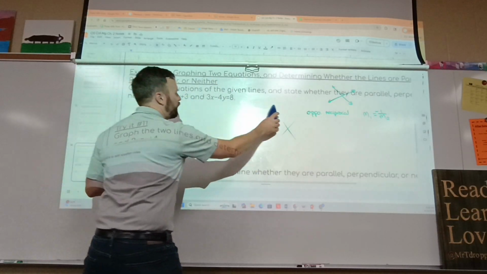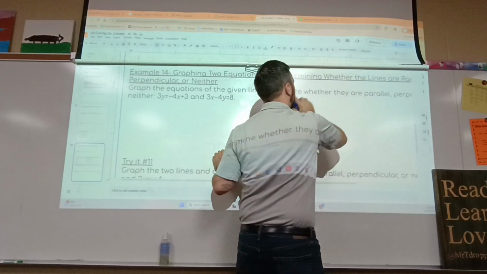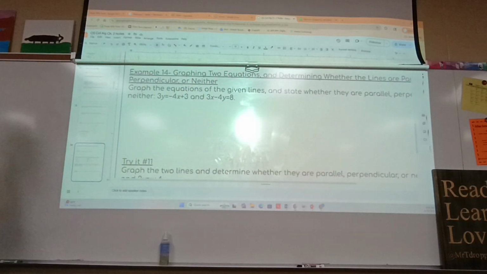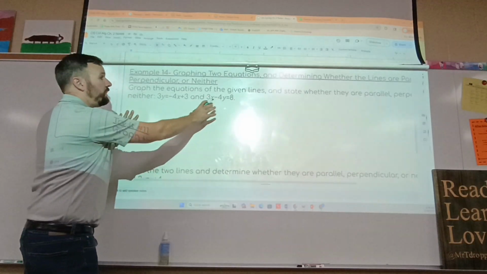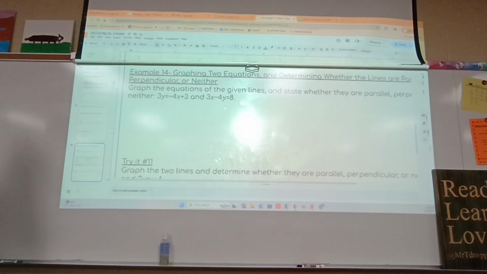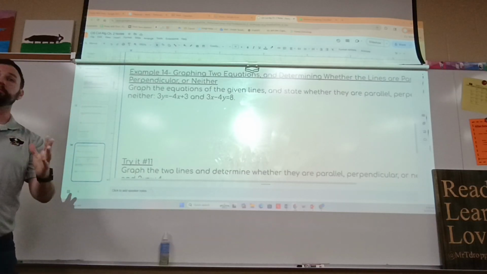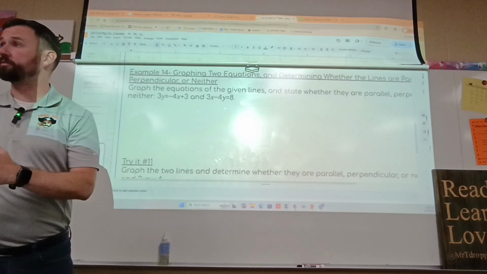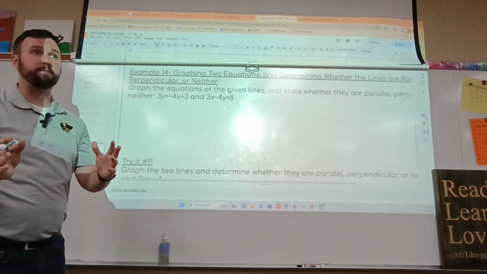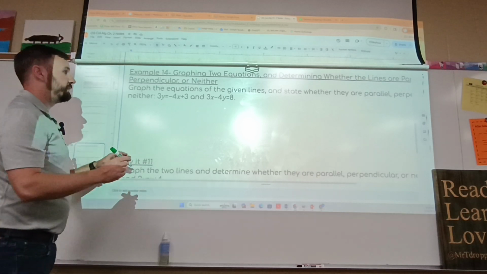I have two equations of a line. I need to tell whether they're parallel, perpendicular, or neither. Okay? So I'm going to take both. You need to convert both your lines into slope-intercept, and then you can compare slopes. That's what you do. Oh, and intercepts, because if the intercepts are the same and the slope is the same, that would actually be a neither. They're the same line.